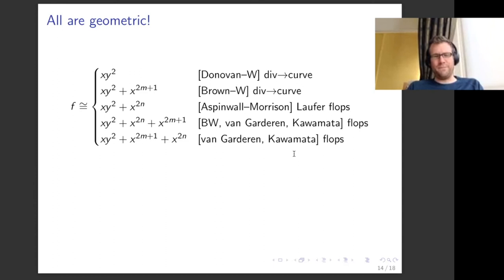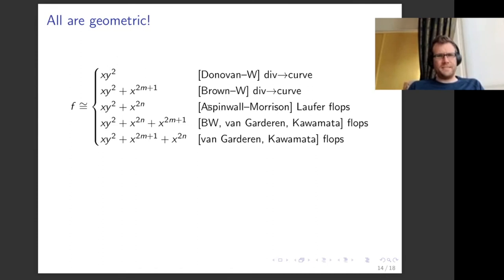And if you believe the conjectures, that's telling you that these examples of myself and Will and myself and Gavin are the only D4 divisor contractions to curves. And if you believe the conjectures, these are the only D4 blocks.